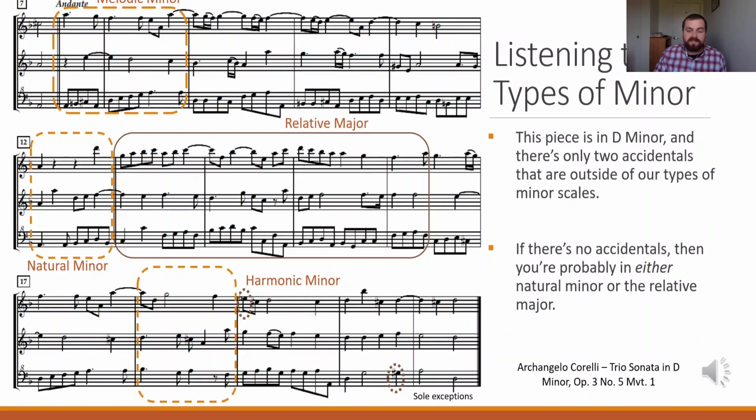So we're going to listen to this. This is a Baroque piece of music by the composer Arcangelo Corelli. It's what's called a trio sonata, so it's written for strings. It's very beautiful. It's very slow. And you get to hear kind of all of these different minor inflections throughout.